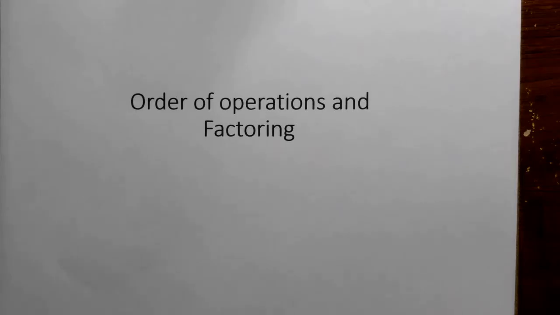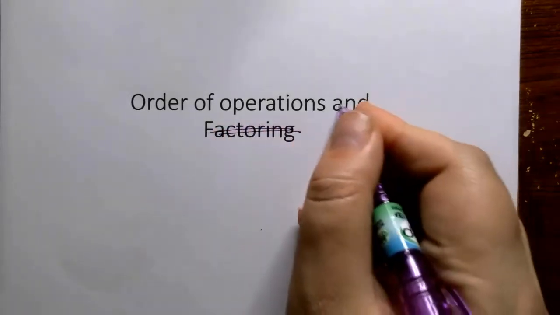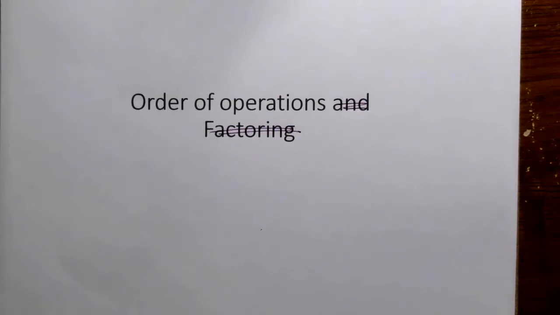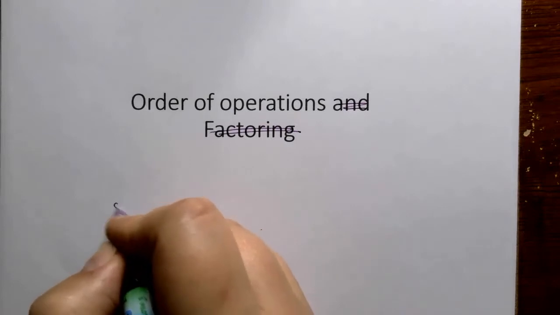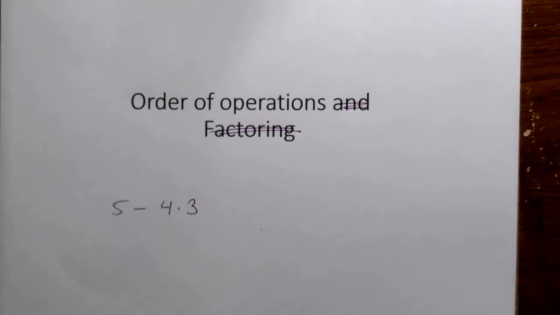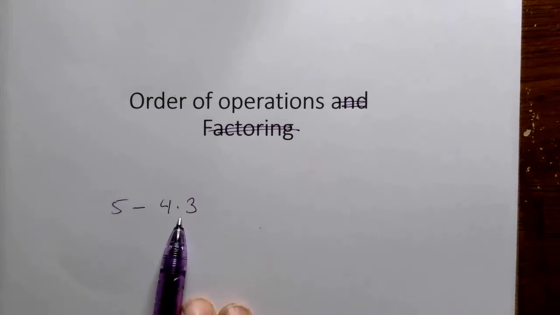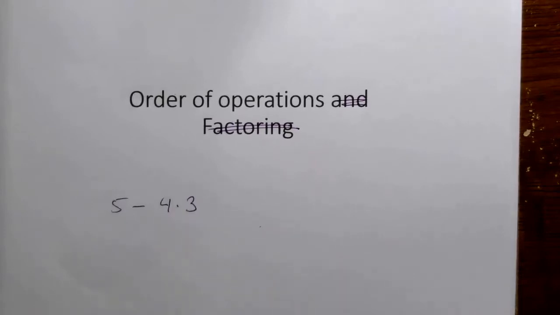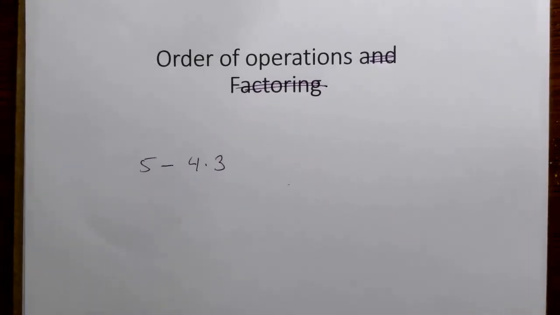All right, in this video, we're gonna focus on order of operations, not just the order of operations. So why is the fuss? How would you do, for example, 5 minus 4 times 3? Do you subtract 4 from 5 first and then multiply by 3, or do you multiply 4 times 3 first and subtract from 5? Well, the order of operations is one of the conventions.